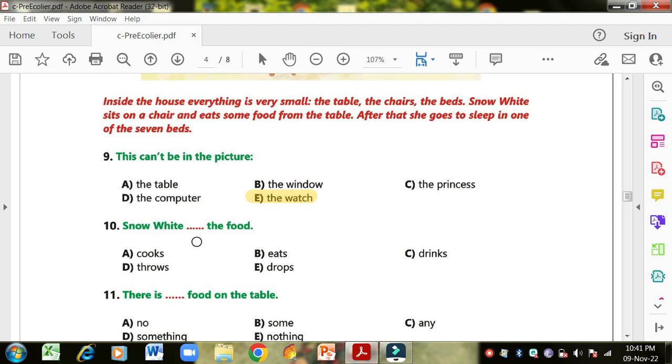Number 10. Snow White dashed the food. Cooks the food. Did she cook the food when she came into the cottage? No, that's the wrong answer.